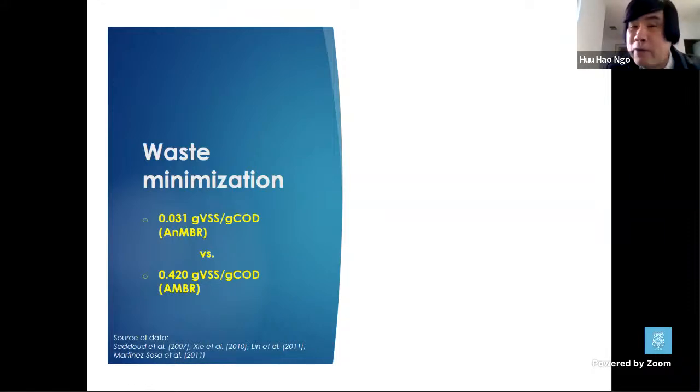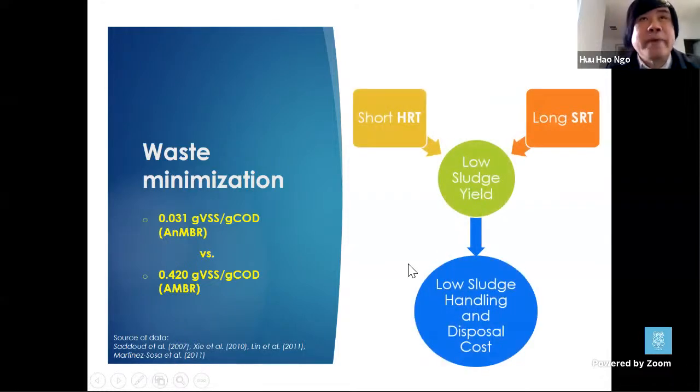So that means aerobic MBR produces much more sludge than anaerobic MBR. That is why we like anaerobic MBR, because anaerobic MBR becomes kind of green and sustainable just because of that. With short HRT for aerobic MBR and long HRT for anaerobic MBR, we can have a low sludge yield, and then we can spend less money on sludge handling and disposal costs.